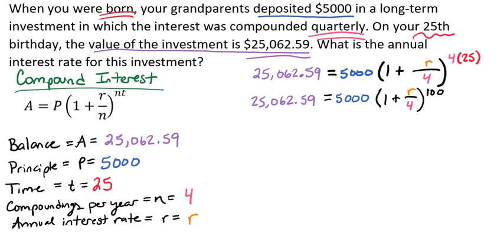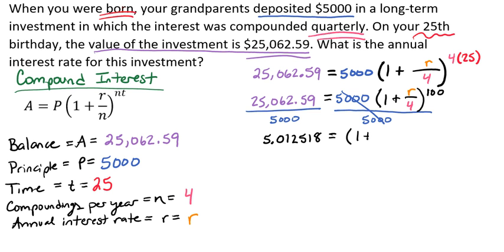So we're trying to get our R by itself. So we're going to go ahead and divide both sides by 5,000 to get rid of that 5,000 out front. And when we divide $25,062.59 by $5,000, that's going to give us the value 5.012518. And we're going to set that equal to 1 plus R over 4.